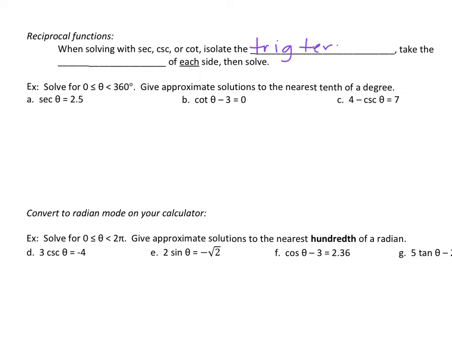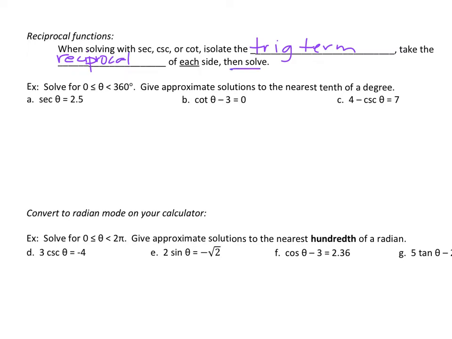So it could be cotangent theta, it could be cosecant x, whatever the case may be. Isolate your trig term. Take the reciprocal of each side, and I'll show you how to do that. Reciprocal. There we go. And then solve taking the inverse. Here's how this one works.